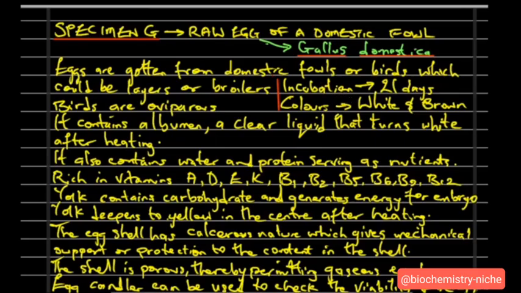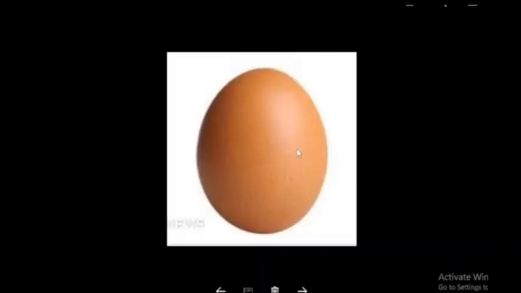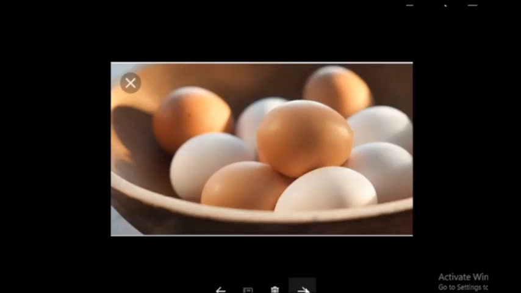And when we talk about the picture of it, this is what it looks like. You can see this is what an egg looks like. So you can see them here, and these are two different colors of the eggs. We have some of them to be white and some of them are brown in color.